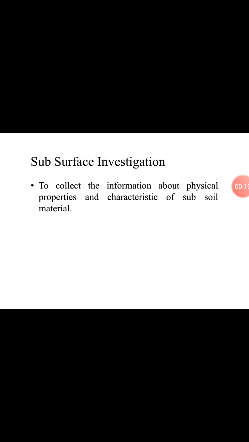The subsurface investigation is a site exploration carried out to collect the information about physical property and characteristic of subsoil material as well as detail of other geological features of the site area.